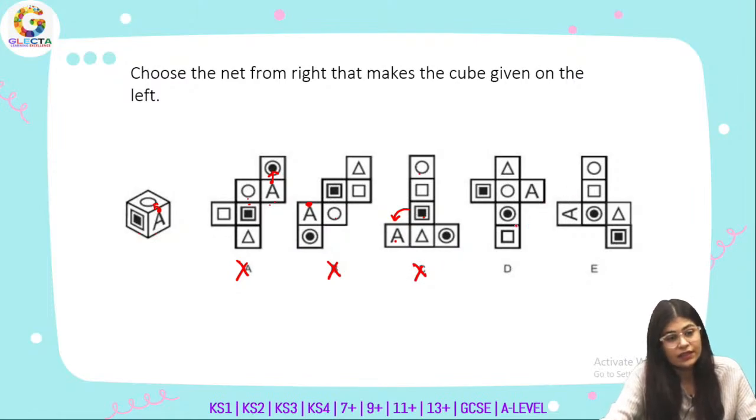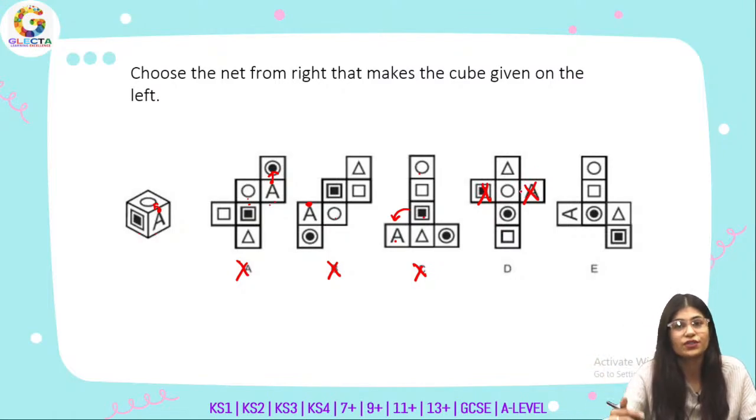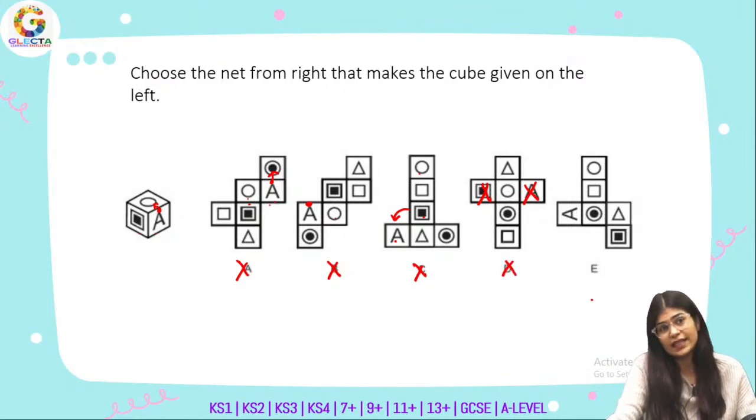Let's look at this one. Well, I can eliminate this because they're opposite. Big no-no. So square and A are opposite to each other, leaving one square in the middle. So no. I'm only left with E.